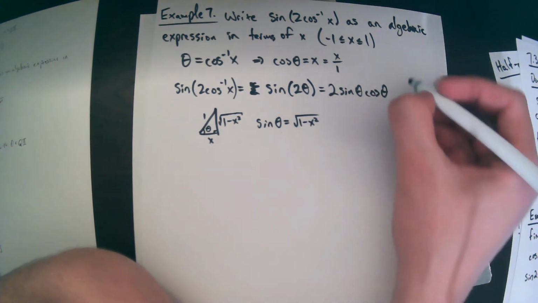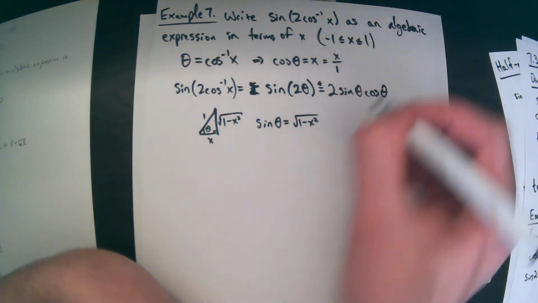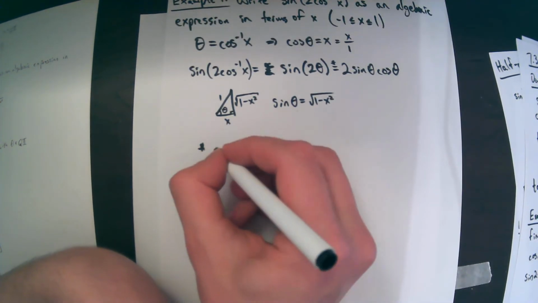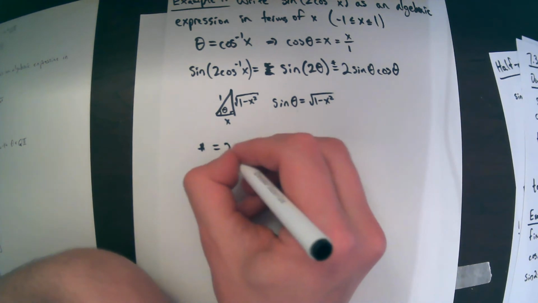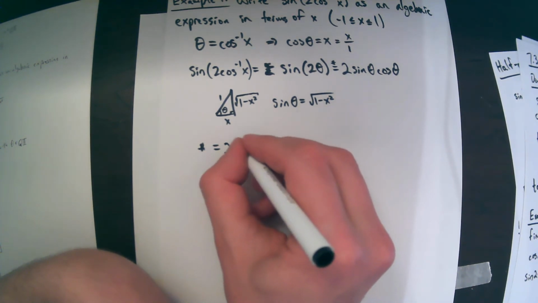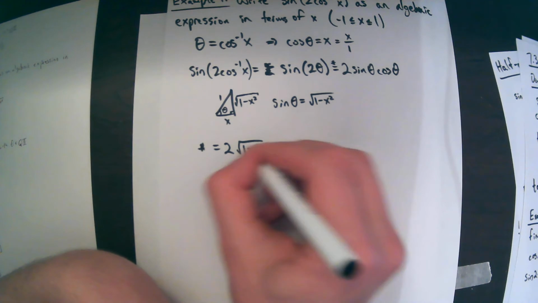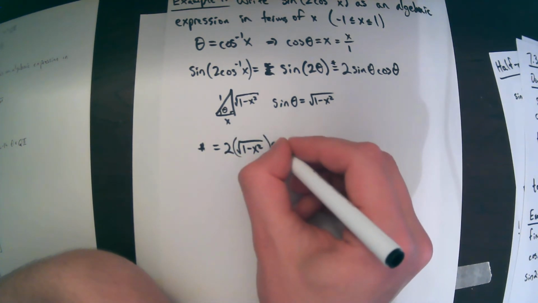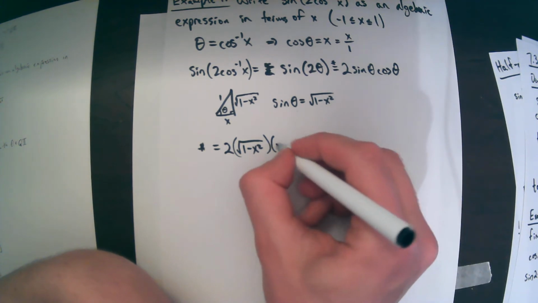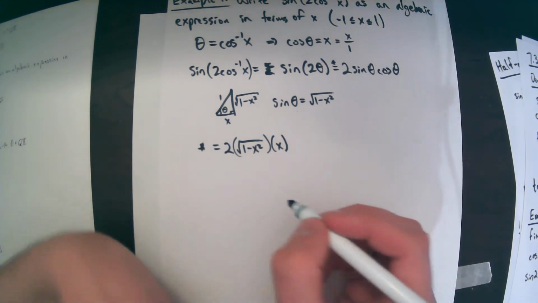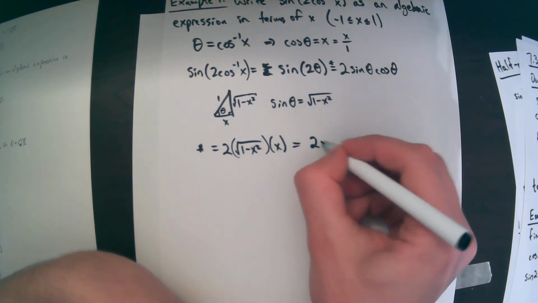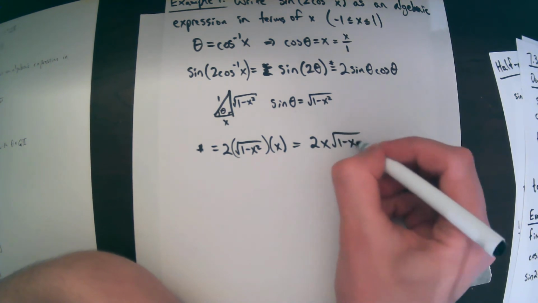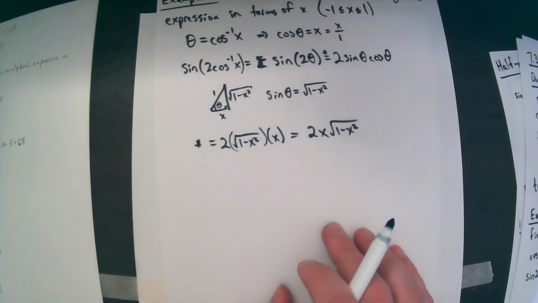So now this little star equation, I'll pick it back up, is 2 times sine theta, which is the square root of 1 minus x squared, maybe I'll wrap that in parentheses, and then times cosine theta, which is just x. And that's it. I guess I can rewrite it as 2x times the square root of 1 minus x squared. It can't really be cleaned up much more than that.